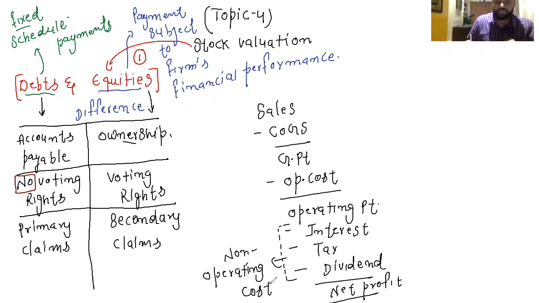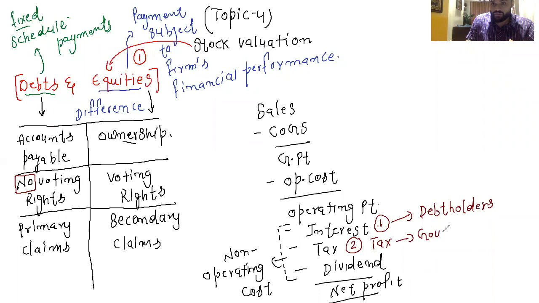Remember, when a company has an operating profit, first of all, the company will pay interest. Interest belongs to debt holders, because let's say bonds, we have to pay interest. When we borrow from a bank loan, we have to pay interest. Then number two is tax, which belongs to government. We have to pay the government.